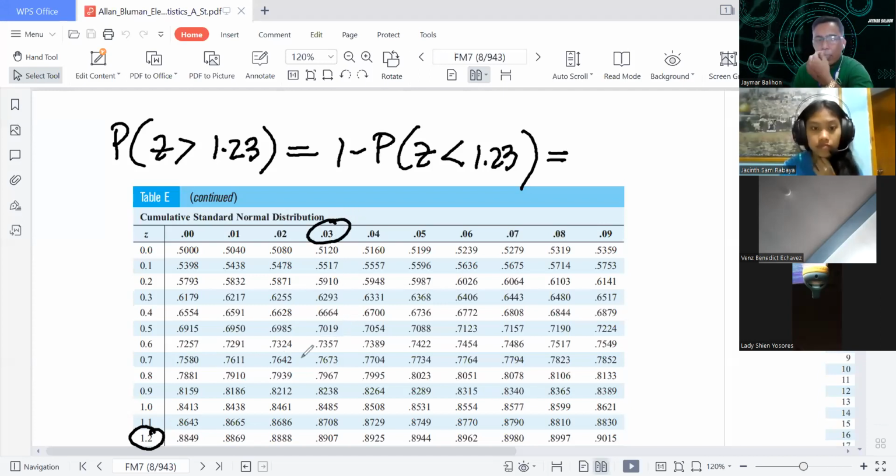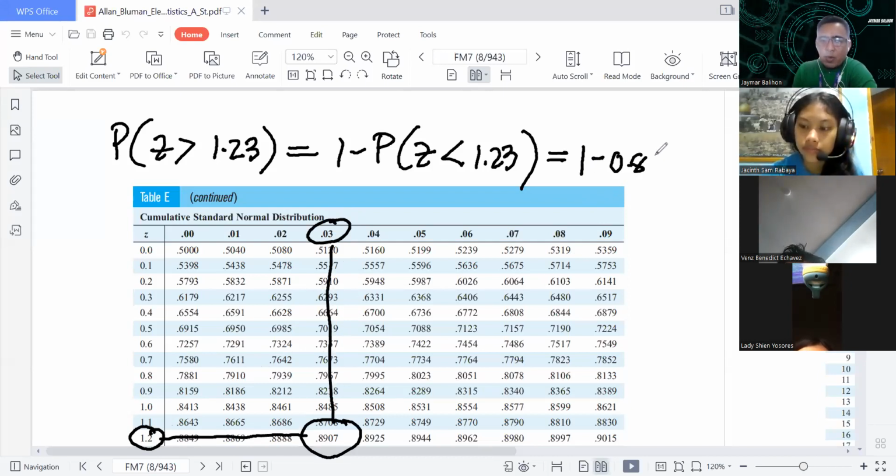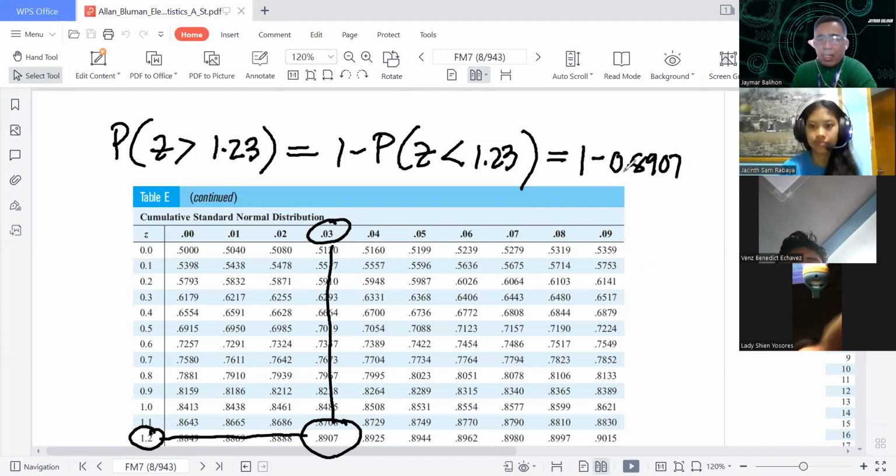Right? And if you are going to cross them, it will give you the answer of 0.8907. So it will be now 1 minus 0.8907. Right? Is it clear, class? Then after that, get your calculator. Can you get your calculator?